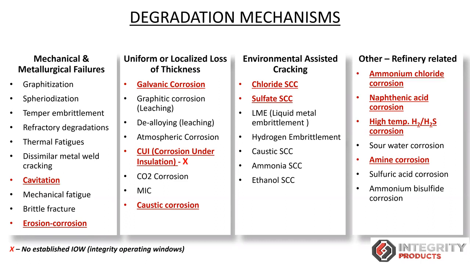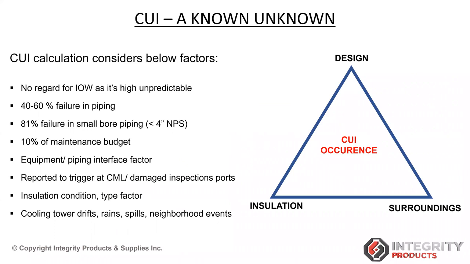In this slide, the one damage mechanism I have shown with a cross in front of it is CUI, corrosion under insulation. The reason why I have made it crossed and unique is because it's a highly unpredictable damage mechanism, and this damage mechanism doesn't regard the integrity operating windows.